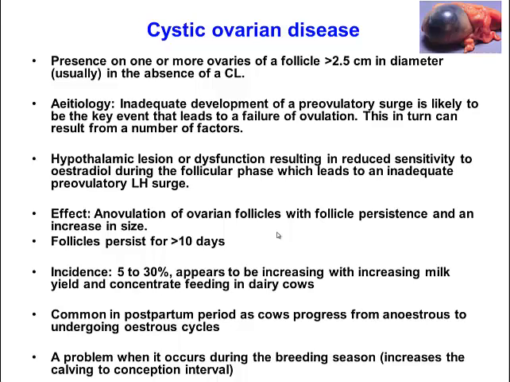If, for example, there was a lesion within the hypothalamus, or some sort of dysfunction that resulted in a reduced sensitivity to estradiol during the follicular phase, this could lead to an inadequate preovulatory LH surge. You'll remember that during proestrus, rising concentrations of estrogen will stimulate the surge center to release a surge pattern of gonadotrophin releasing hormone. This surge release of GnRH will then cause a large surge release of luteinizing hormone.